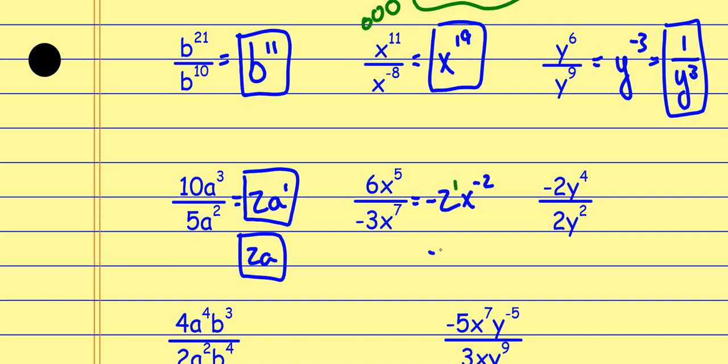So this is going to become negative 2 over, it becomes dividing by x to the second. Remember, that's what negative exponents do. Negative numbers don't do that. Only negative exponents go to the bottom. So keep that in mind.